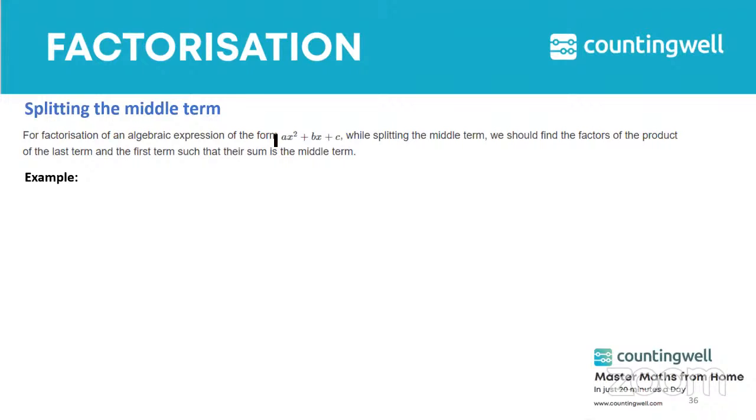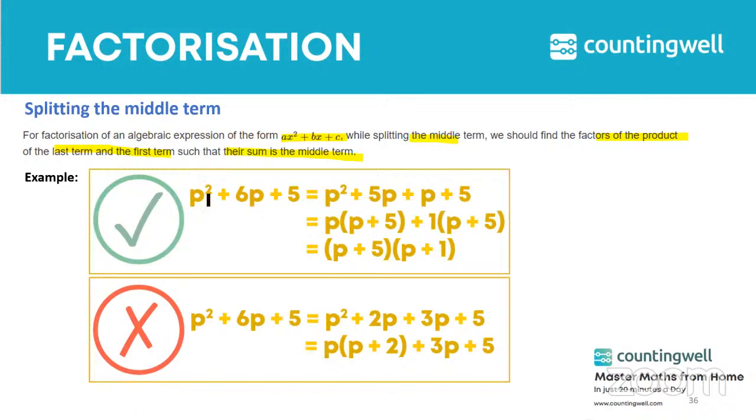For factorization of an algebraic expression of the form ax square plus bx plus c, we can split the middle term. We find the factors of the product of the last term and the first term such that their sum is the middle term. Let us understand this using an example. Here we have p square plus 6p plus 5. Let us split the term 6p into two terms such that after grouping we get common factors among two terms and common factors among the other two terms.